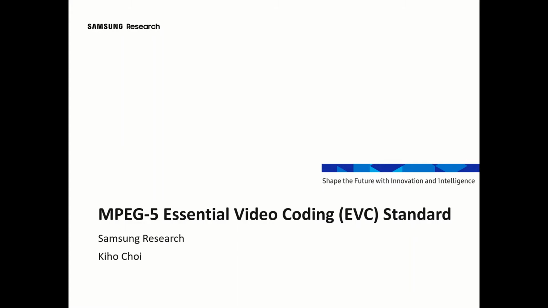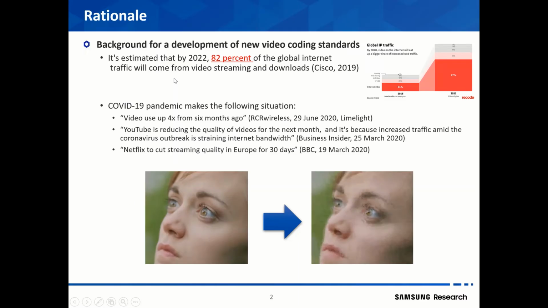From now on, I would like to introduce the MPEG-5 Essential Video Coding standard. The rationale is as follows. It is well known that video data traffic is huge. According to a Cisco report, it is estimated that by 2022, 82% of global internet traffic will come from video streaming and downloads. This trend has been enhanced after the COVID-19 pandemic. According to recent news, video usage increased up to 4 times.